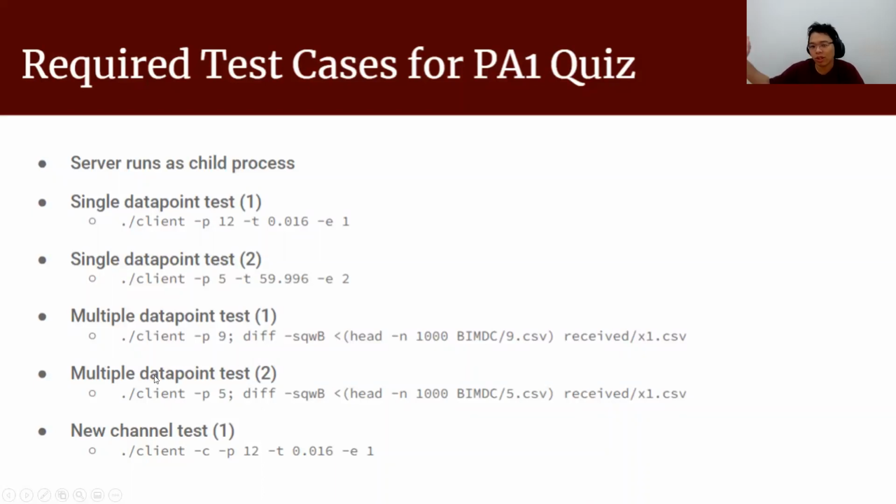This is actually the same thing as you will see on the server. On GitHub, it will test all of this. And then you have multiple data point tests, and then you have the new channel test. Basically, your goal is to take the single data point test and scale it to multiple data point tests, because the multiple data point test is literally just calling the single data point test like 1,000 times. And then you have a new channel test where you have to create a new channel. I will show you in a bit what that means.